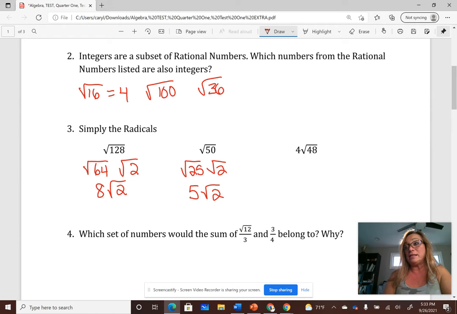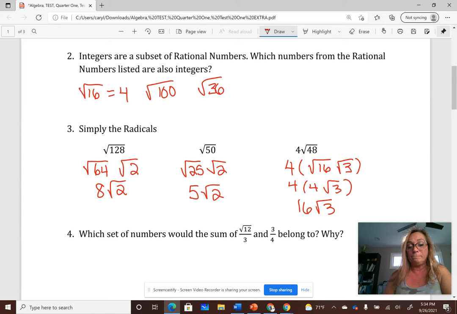A number in front is called a coefficient, and coefficients multiply. The square root of 48, I'm going to use 16 and 3. The square root of 16 is 4, so 4 radical 3. And then, like I said before, the coefficients multiply. So 4 times 4 is 16, 16 radical 3.